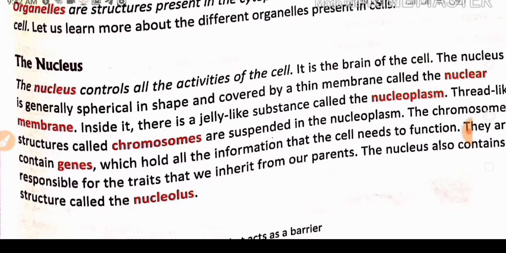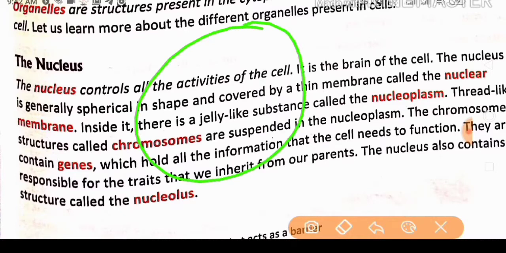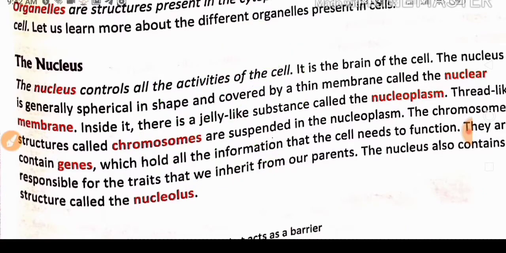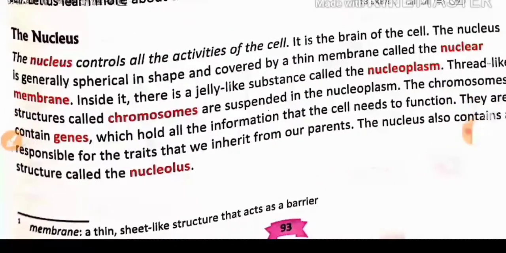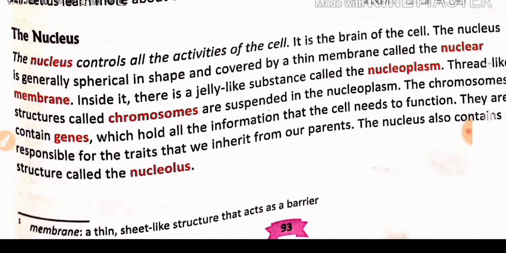Suppose this is a nucleus. It is roughly spherical, and inside it is the jelly-like nucleoplasm, and within that some thread-like structures are found. These are called chromosomes. They contain genes, which hold all the information that the cell needs to function. They are responsible for the traits that we inherit from our parents.